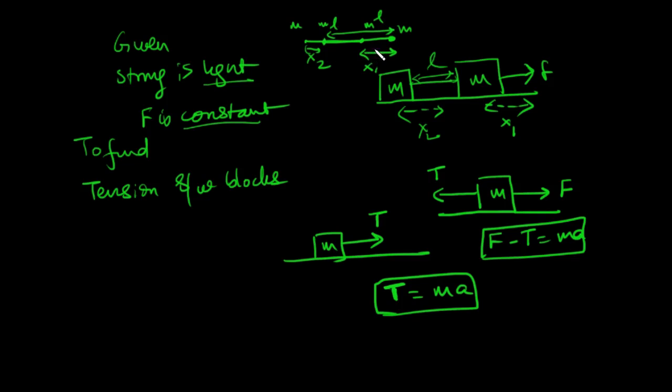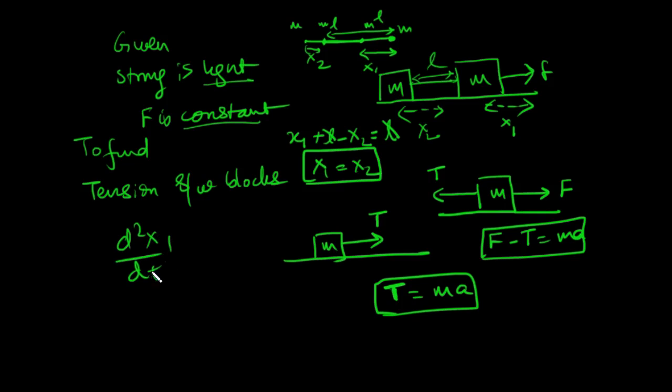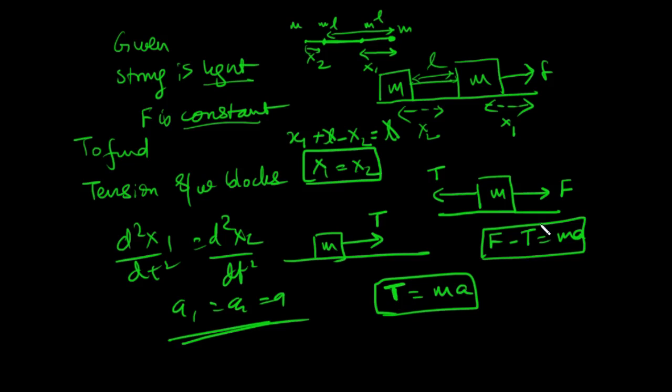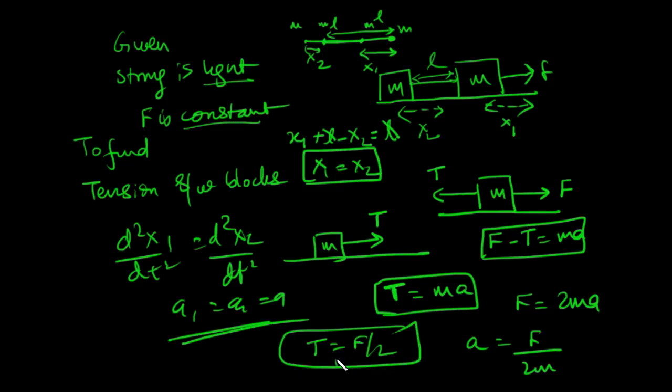So what will be the length now? Length would be x1 plus L minus x2, right? This would be equal to the original length of the string, as the string is light and inextensible. Okay, L gets cancelled out, x1 equal to x2. Displacements of the blocks are the same, hence the double differentials of displacement would be the same. Alright, so A1 equal to A2 equal to A. So we add these, we have F equal to 2MA, A is equal to F by 2M. We substitute the value of A over here, we get T equal to F over 2. T is equal to F by 2 is my answer.